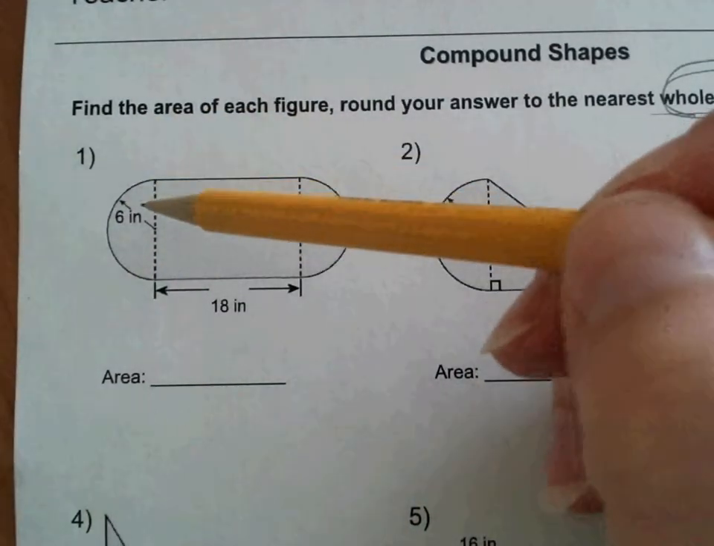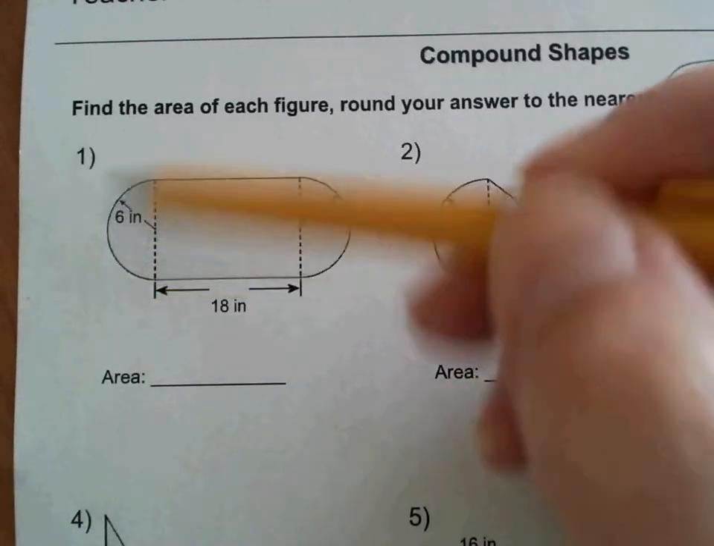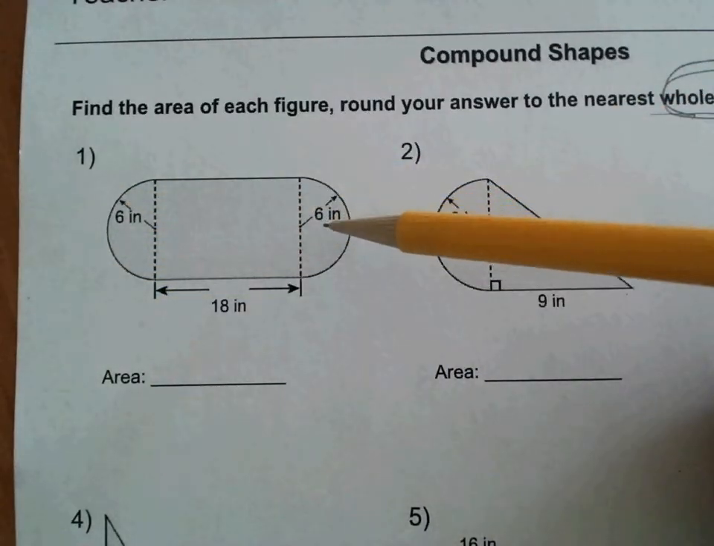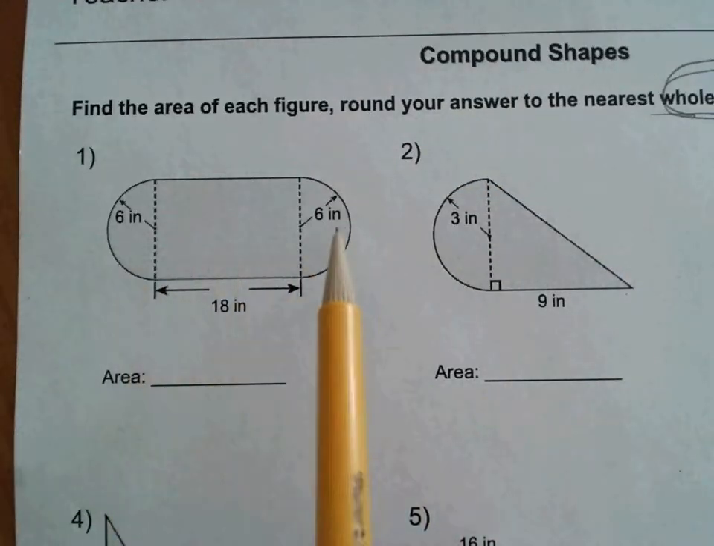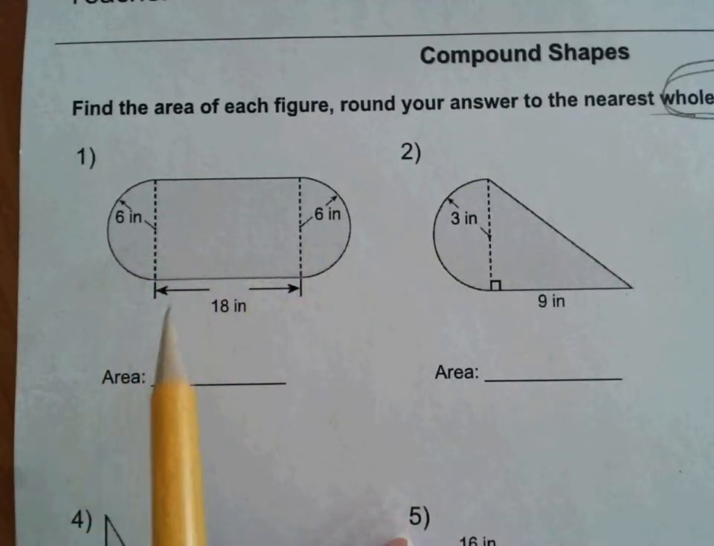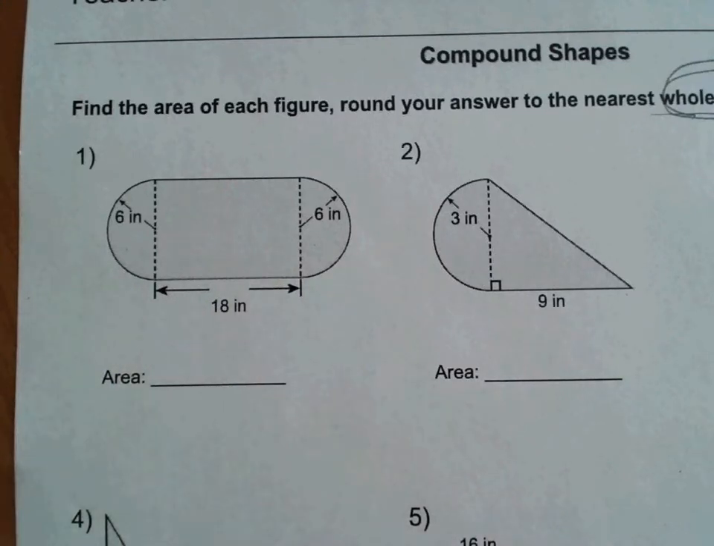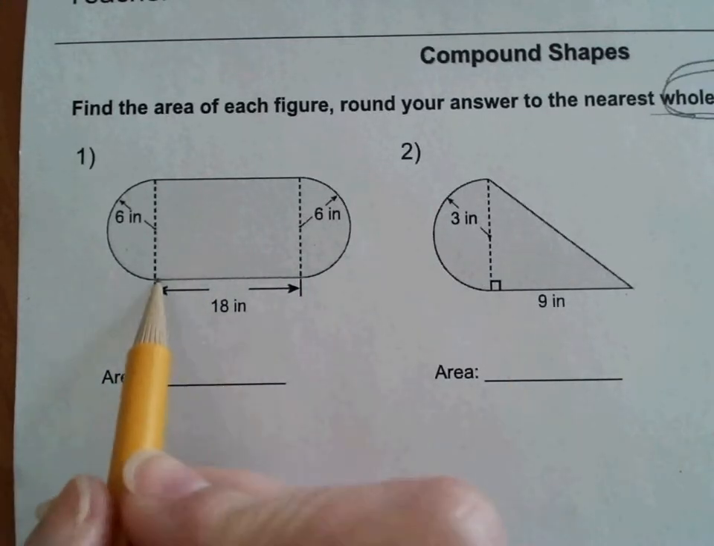I have half a circle here, half a circle here. 2 halves of a circle make a whole circle. So if I didn't have this stuff in the middle, I would put these 2 together to make a whole circle. Then I have a rectangle. Rectangle, remember, is base times height. So when I look at this rectangle, I'm going to start there.